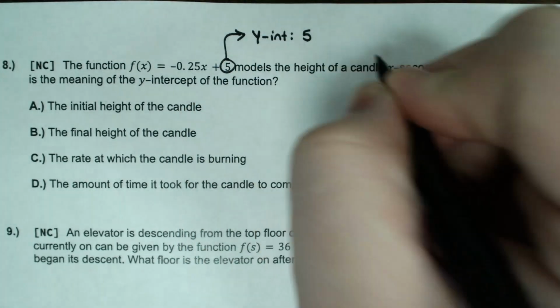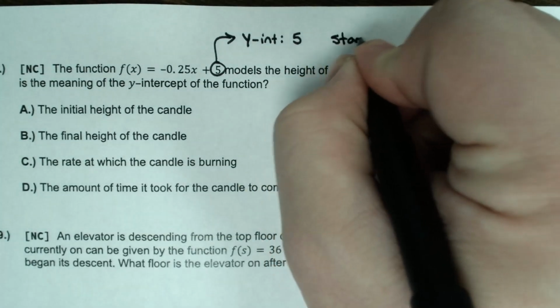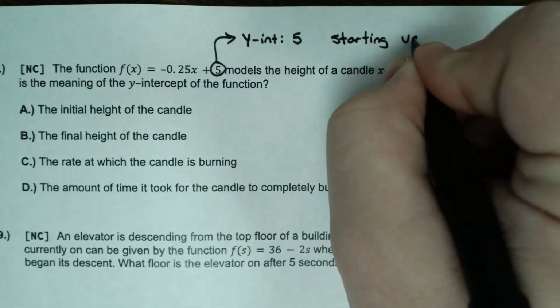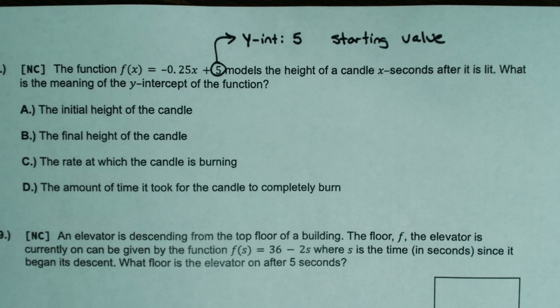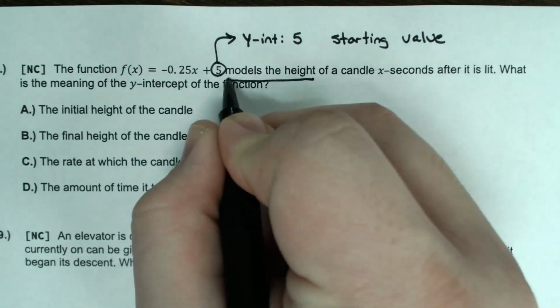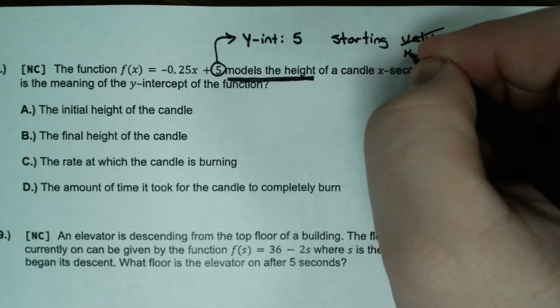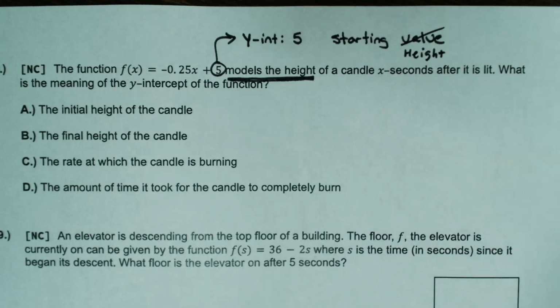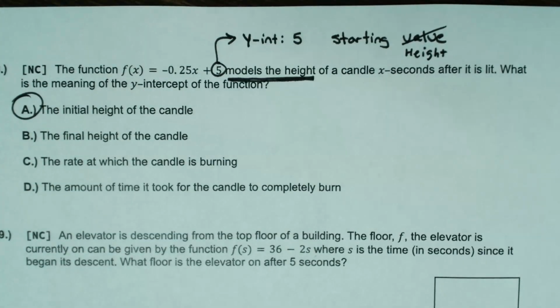Remember, your y-intercept always talks about your starting value. It's the starting value of whatever this function is modeling or measuring. Well, here, because it's modeling the height, this is the starting height. So the answer is A. It's the initial height of the candle.